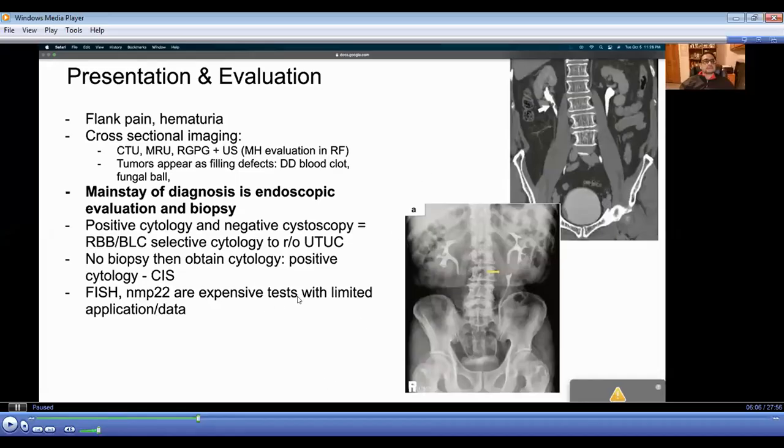So after risk stratification, the EAU guidelines do have a nice algorithm which allows you to follow the pathway, and this is exactly what I would use my pointer here.